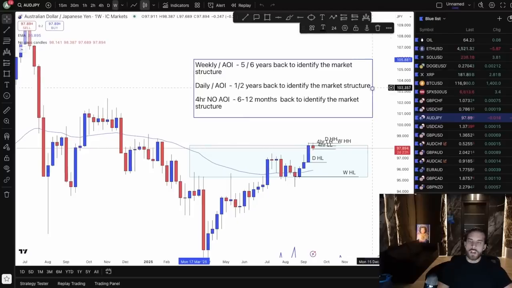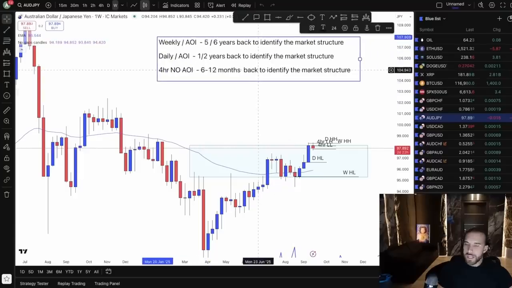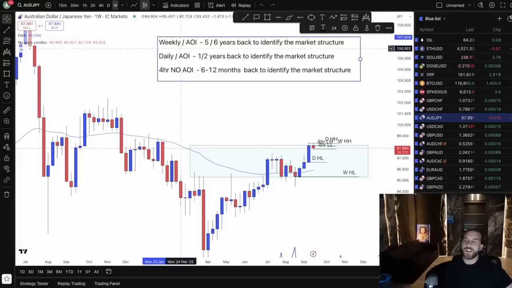So we only look for an area of interest on the weekly and on the daily, but we use these 3 time frames to identify the trend, but we only find an area of interest on the weekly and the daily. Now, some of you guys may be asking, why are we going to only find an area of interest on the weekly and the daily? Well, the truth is that the market is going to be respected so much more from the higher time frames compared to the lower time frames.